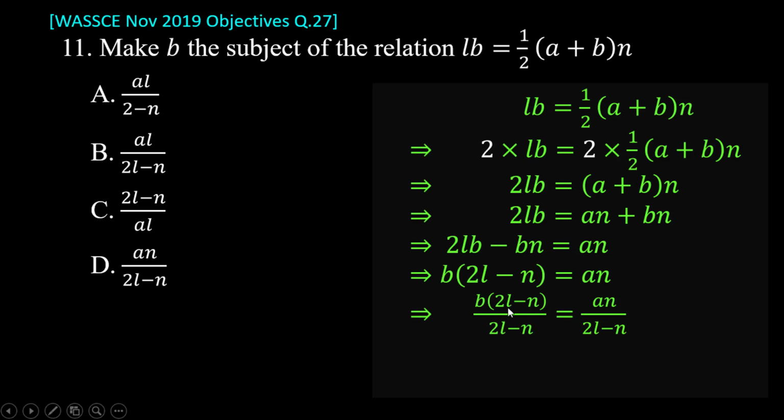And now since we have 2L minus N and then 2L minus N as well at the denominator place, what happens to that? They divide out. And remember, a number divided by itself, provided it is non-zero, gives you the identity element of multiplication, which is 1. So now that implies that B is equal to AN over 2L minus N.